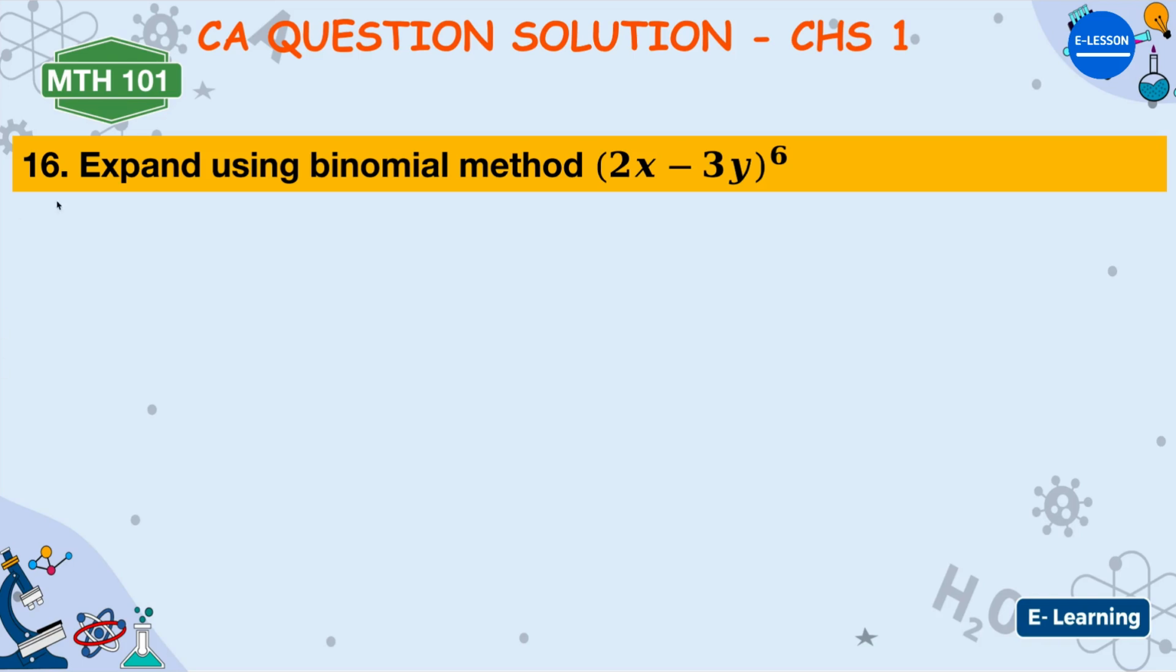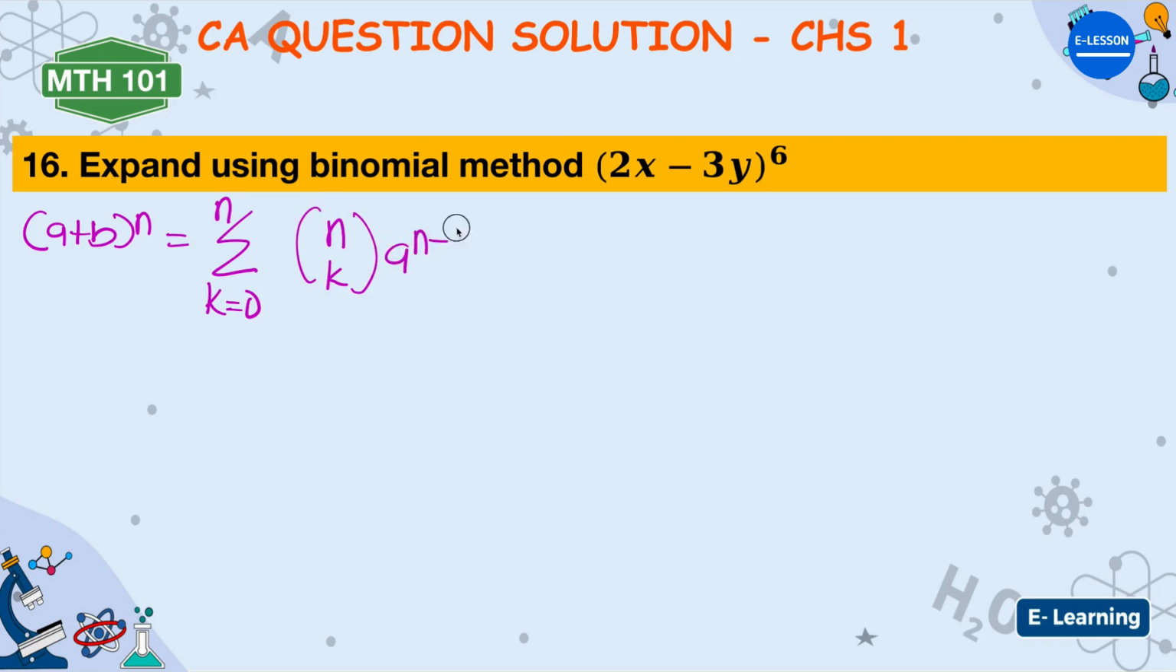Not Pascal's triangle. Now, the binomial method says (a + b) to the power of n is the sum, when k is equal to 0 to n, of n combination k, multiplied by a raised to the power n minus k, b to the power of k. This is the formula you have to use. Each of these things is given to you in this question.